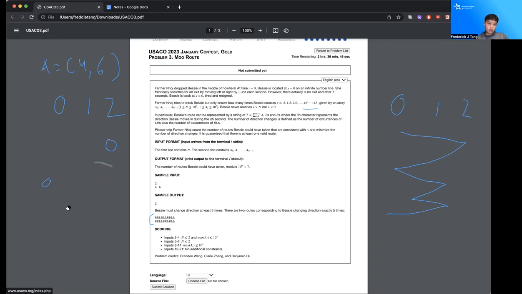And so, going further, let's look at a path that is not valid. Let's look at a path that has the same A array and stays between 0 and n, but does not minimize the number of direction changes.